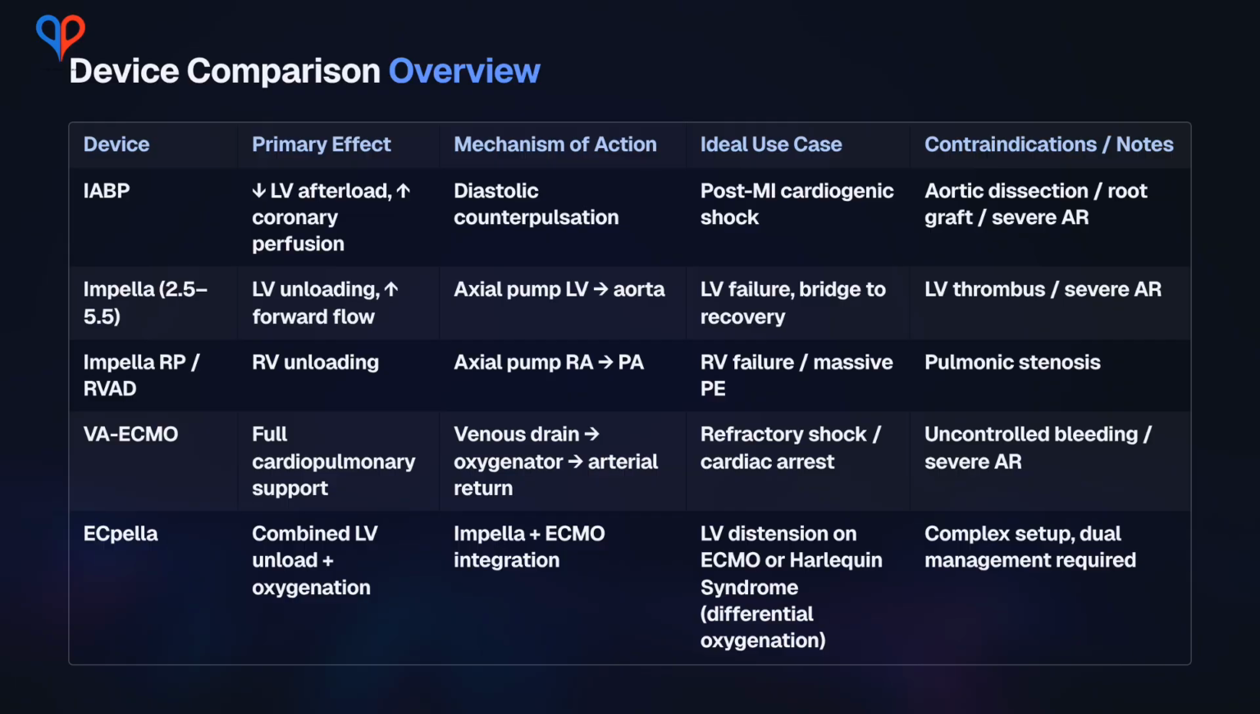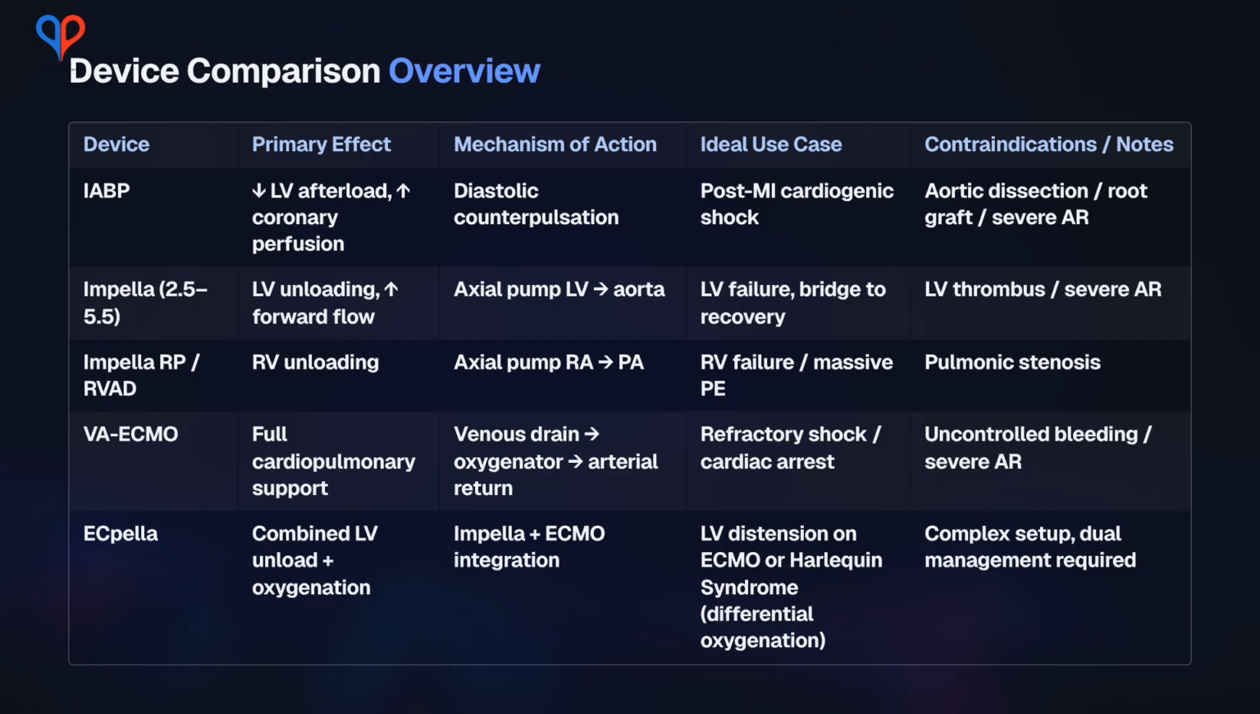Veno-Arterial extracorporeal membrane oxygenation provides full cardiopulmonary bypass support. Venous blood is drained, oxygenated, and returned to the arterial system. While ECMO restores systemic perfusion, the retrograde flow into the aorta increases left ventricular afterload and may cause distension or pulmonary edema. In such cases, left ventricular venting, or a hybrid configuration known as ECPELLA, may be required.